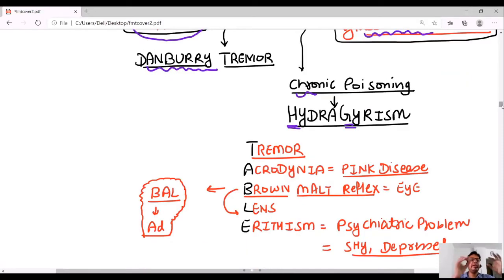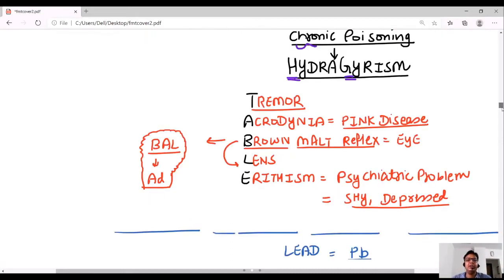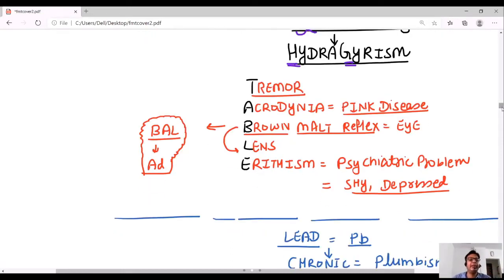So what is a simple trick? H for Hatters, G for glass blower, Hg is hydrargyrism, a chronic poisoning by mercury. Now sir, just make a very simple trick table, TABLE. T for tremor in mercury poisoning. A for acrodynia, a pink disease seen in mercury poisoning.